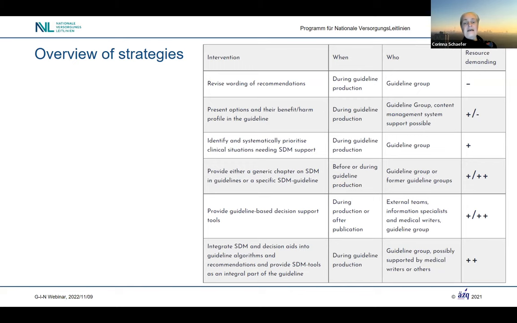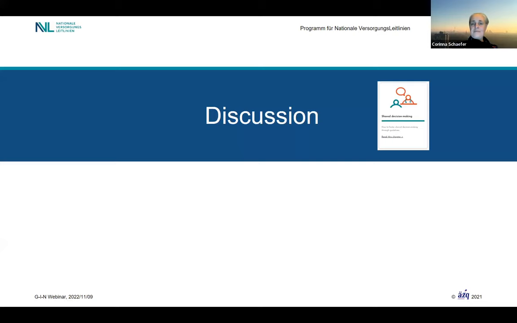which is resource demanding. If you provide a generic chapter on shared decision-making or develop a guideline on shared decision-making, this is definitely something that demands further resources. The provision of guideline-based decision support tools is resource demanding because you need external expertise for the guideline group, and the integration of shared decision-making and decision aids into the guideline as well. So this is a very short introduction on the strategies that we suggest.